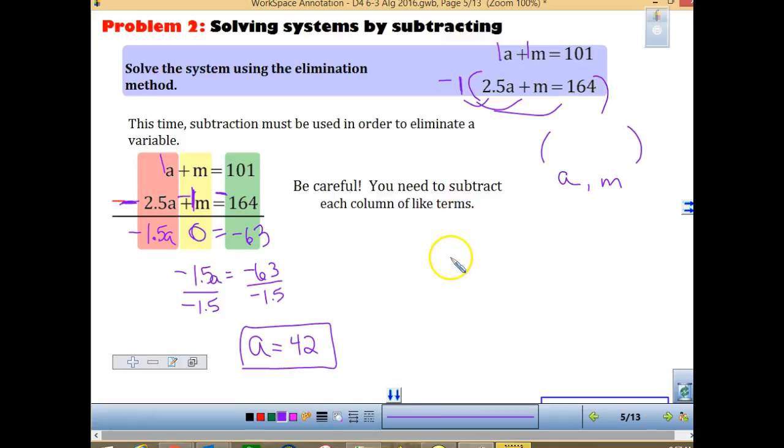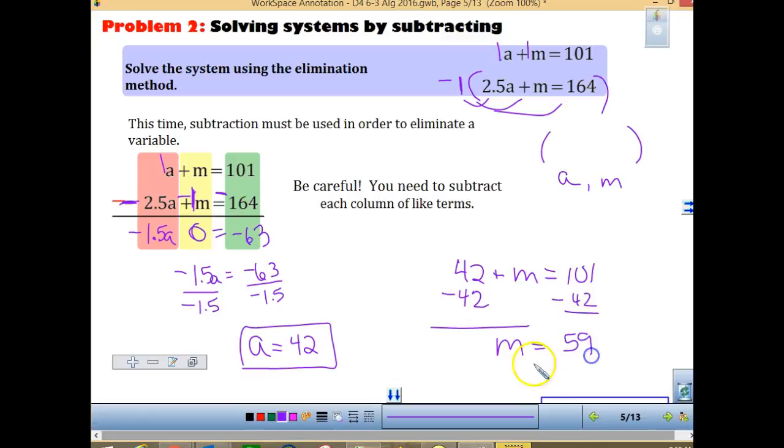Someone said, do I have to write that down and show it? Well, for some of you, I definitely would at the beginning. I would put 42 plus m equals 101, and I would subtract. Because for the people that are coming in and getting help, computational errors are where people are making mistakes. It's not on getting the problem. So we should have 59.